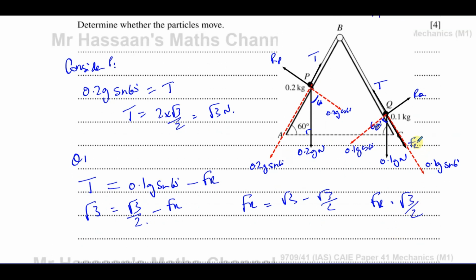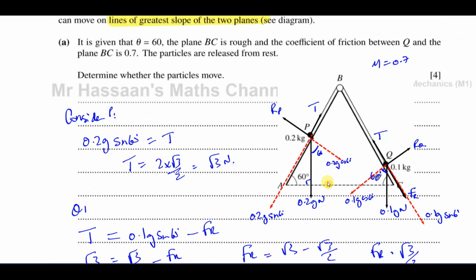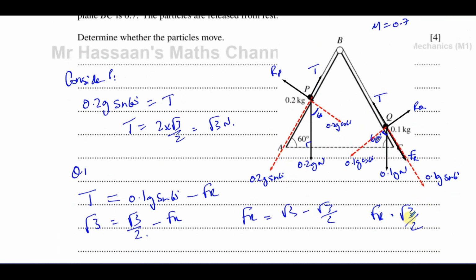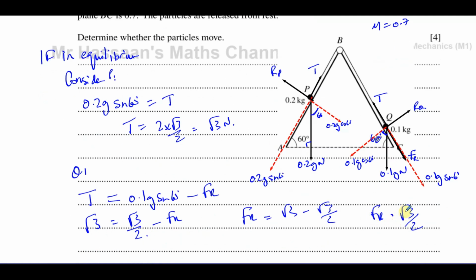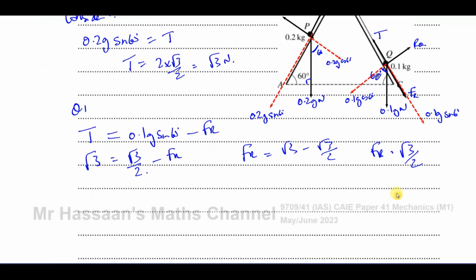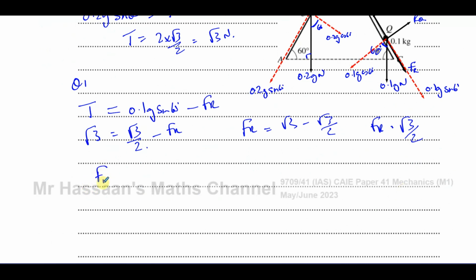So for this to be in equilibrium, the frictional force has to be root 3 over 2. We're considering the case if in equilibrium, this will be true. That means if the particles do not move, the frictional force has to be equal to root 3 over 2. Now, can the frictional force become root 3 over 2? How do we know? Well, we have to think about what F max is.